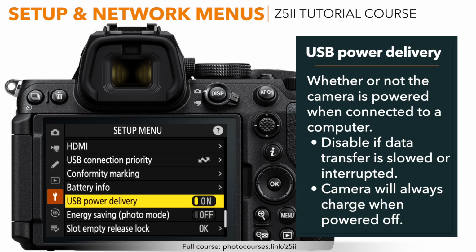In USB power delivery, you can enable or disable external power when your camera is connected to a computer or other device if that device delivers current through the USB connection. That delivery of current to supply power to your camera can interrupt data transfer. So if you ever find that data transfer becomes very, very slow or it stops, you'll want to disable this power delivery. The camera is always going to charge when it's turned off. It's just not going to be getting power when turned on and connected to a computer if this is disabled.